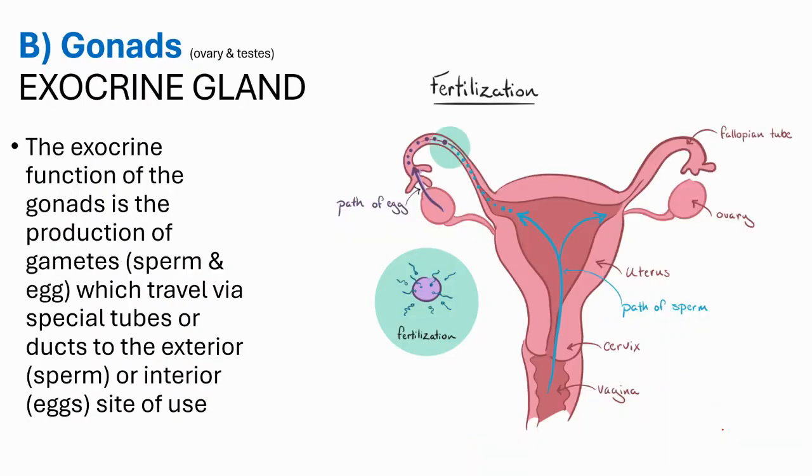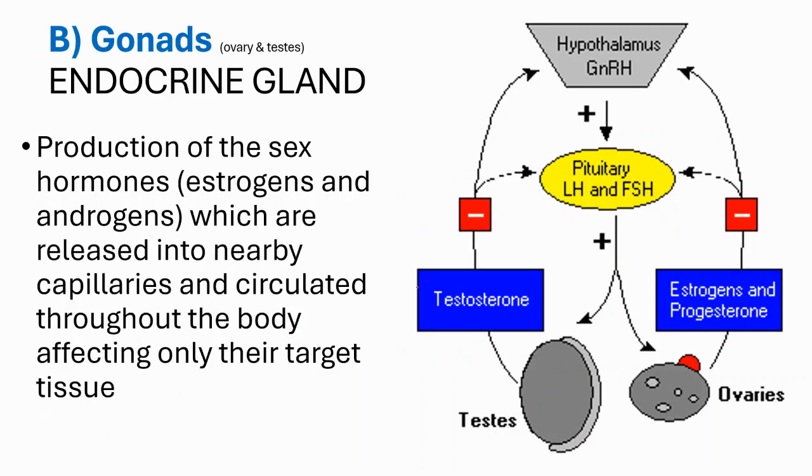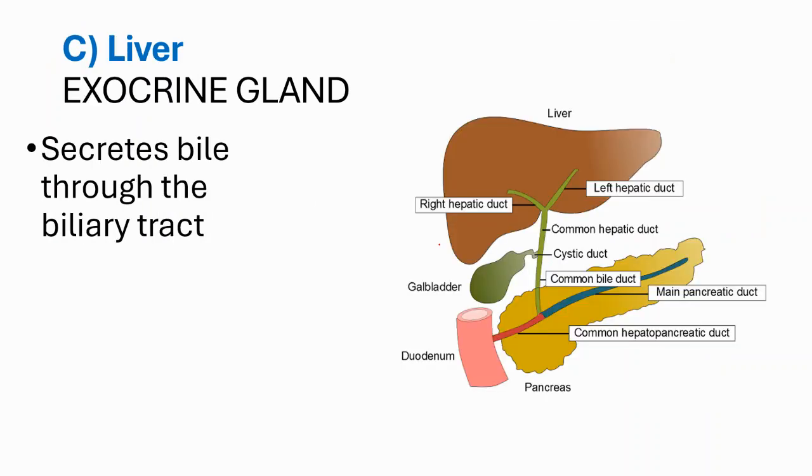Ovaries and testes, exocrine function of the gonads is the production of gametes, sperm and eggs. They will eventually leave the body, right? That's the exocrine function. The endocrine function is they secrete estrogen and progesterone for the female and testosterone for the male. The liver, again, both has exocrine and endocrine functions.